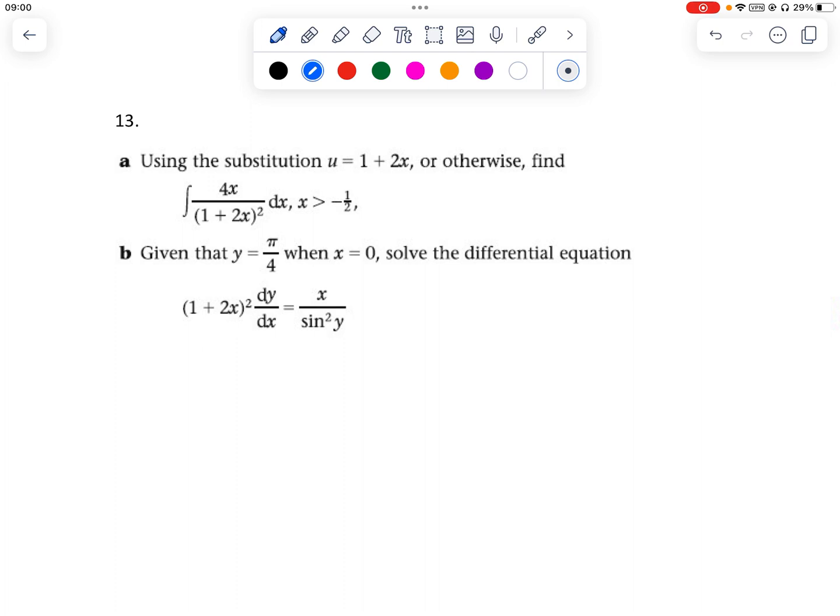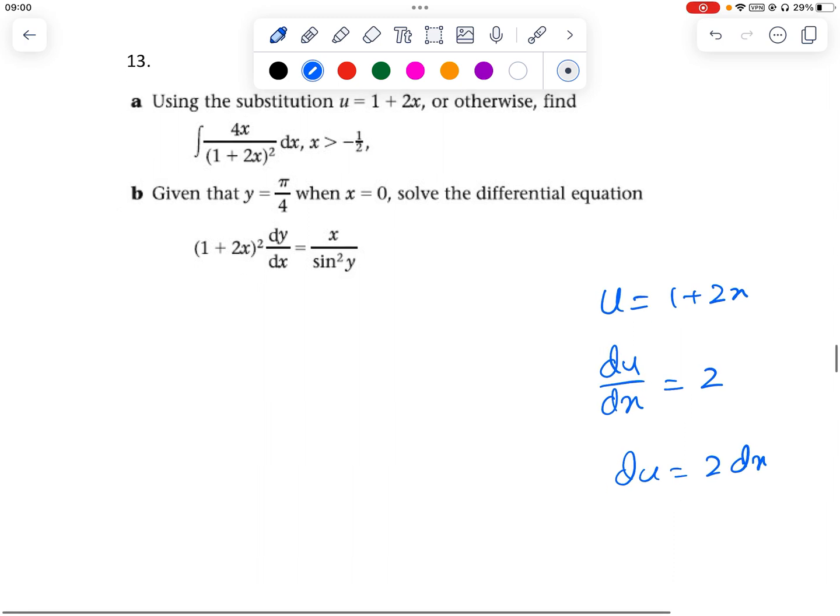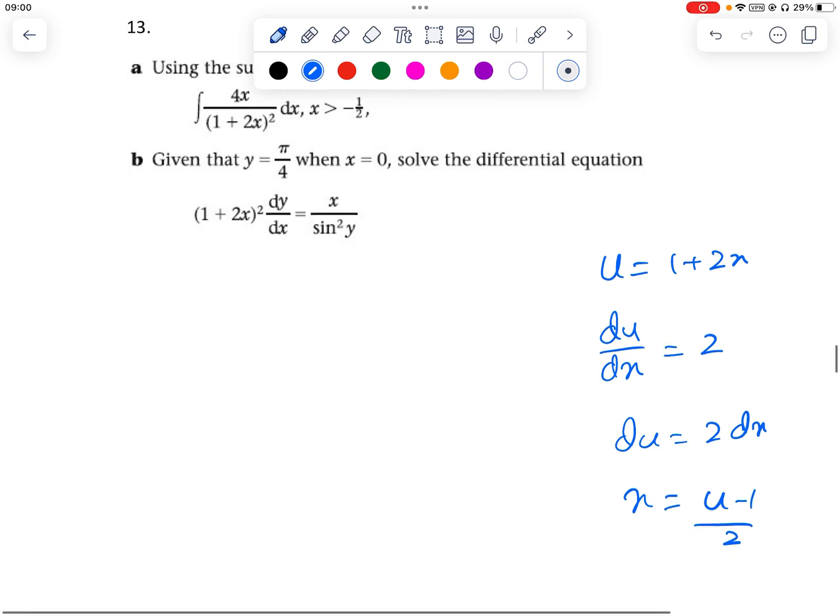Question number 13. Use substitution u equals 1 plus 2x or otherwise to find the value of this one. So u equals 1 plus 2x. So what do I get? du by dx equals 2. So du equals 2 dx. And also x equals nothing but what? u minus 1 upon 2.